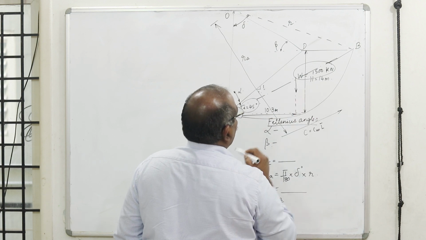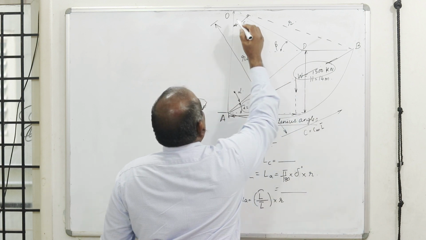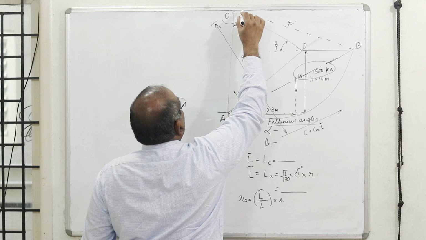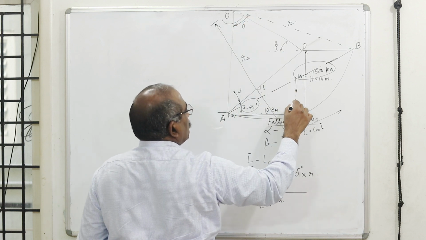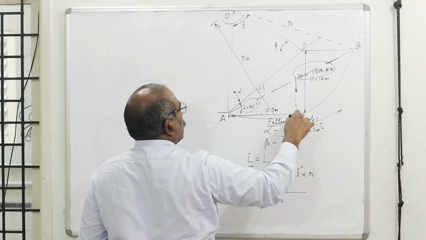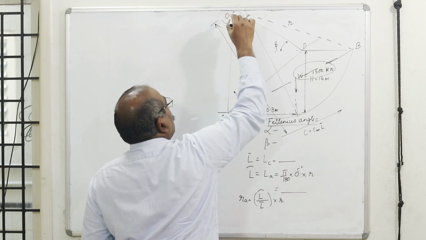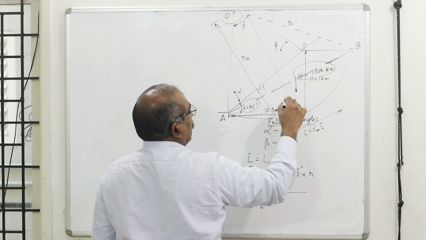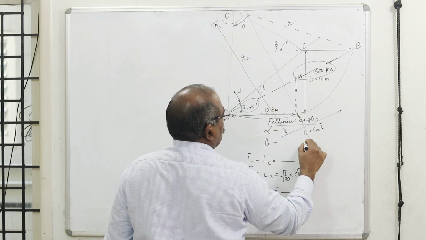I know my weight W. I know my reaction. If I draw a friction circle here, wherever this intersects, from there I can draw a line tangential to the friction circle. Therefore, my direction of R is also fixed.